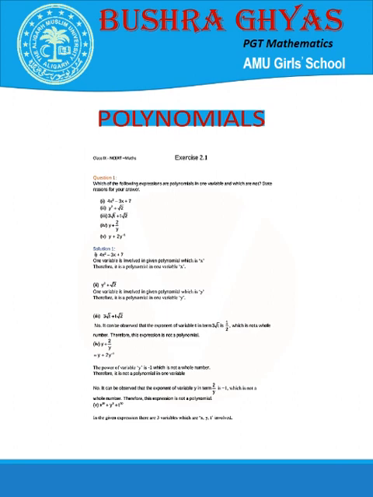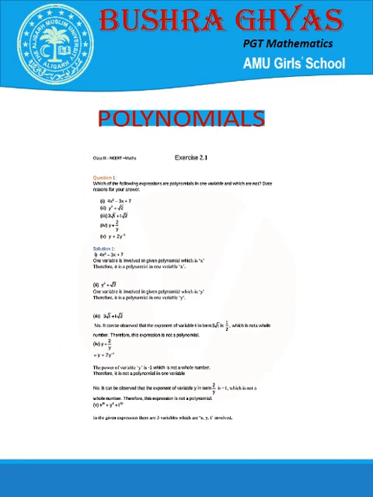See part 1. 4x square minus 3x plus 7. Here the power of x square is 2. The power of x is 1. So both these exponents are whole numbers. And we have only variable x here. So this is a polynomial in one variable.